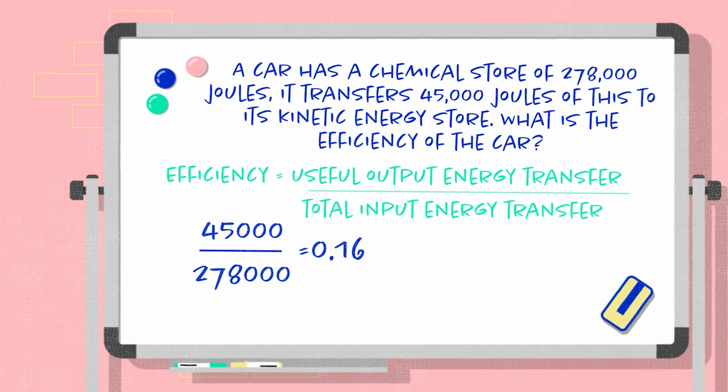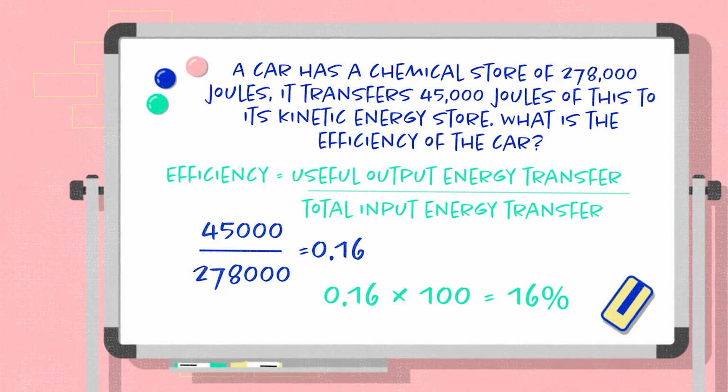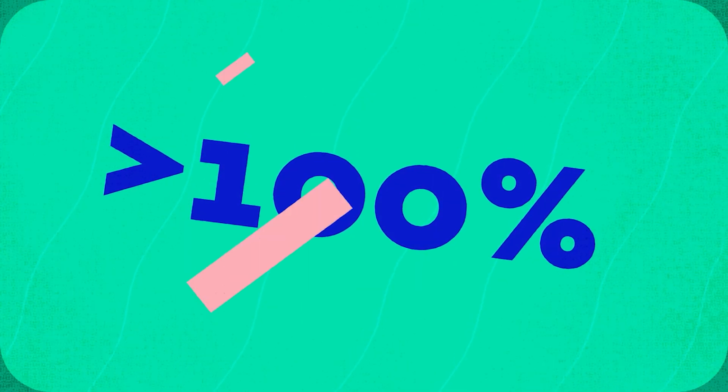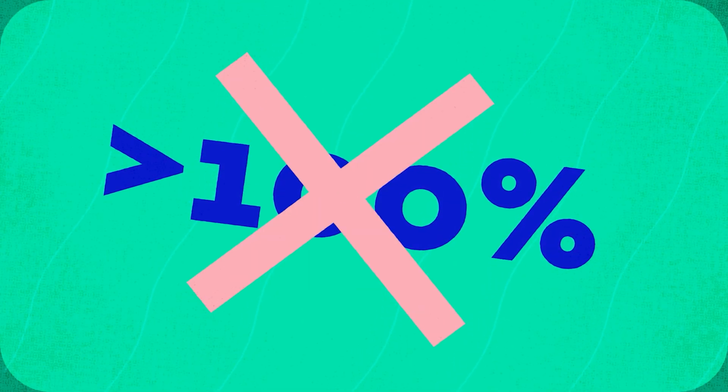45,000 divided by 278,000, which equals 0.16. You've then been asked to put this into a percentage, so times by 100. So we get 0.16 times 100, which equals 16%. When calculating efficiency, you should never have an answer above 100%.